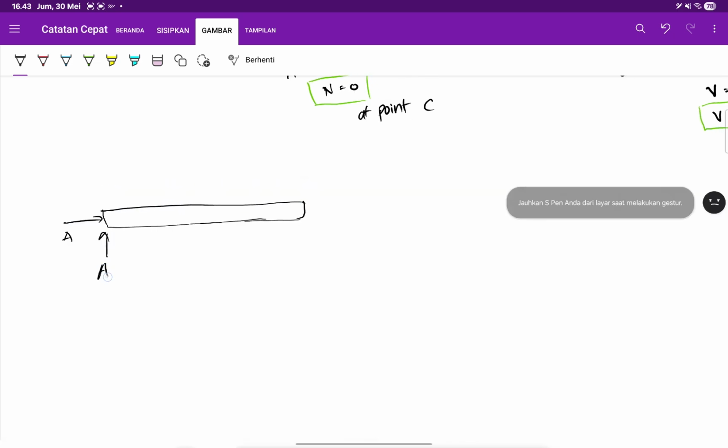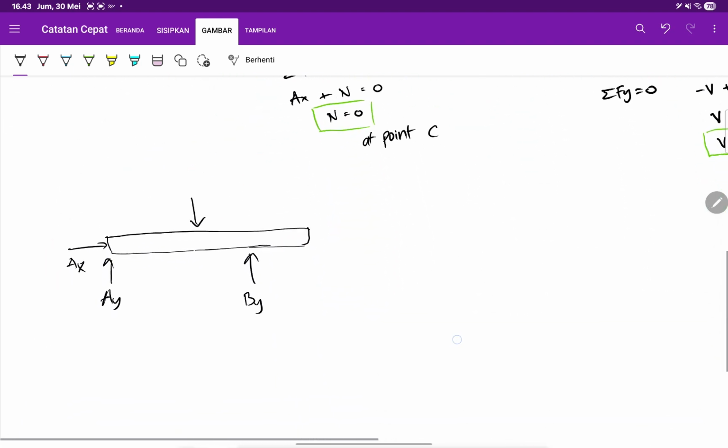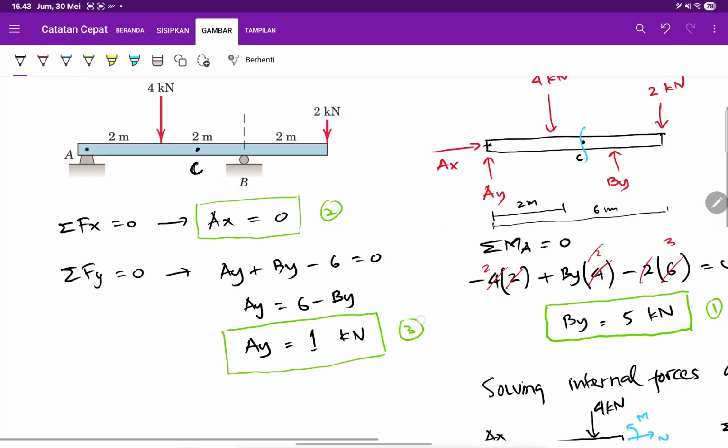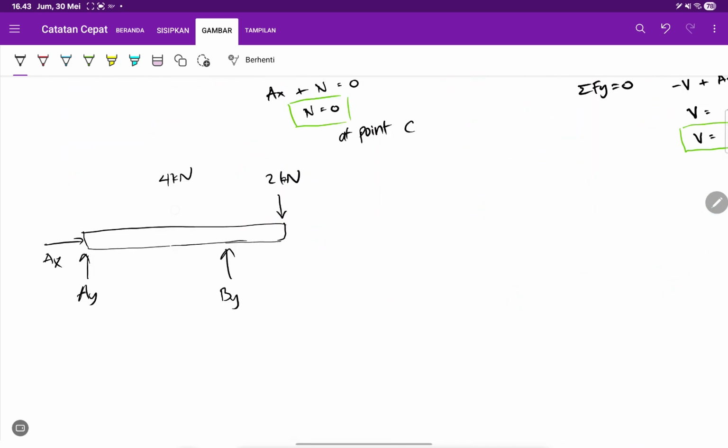You have AY, AX, and then you have BY, right? And then you have 4 kilonewtons and 2 kilonewtons given here. So 2, 2, 2. Okay, I think it should be a bit here, right? So now we want to draw the internal moment and force diagram along the beam from A to, let's say, point D. Yeah, let's say this is point D.